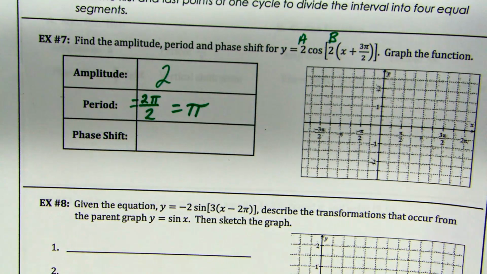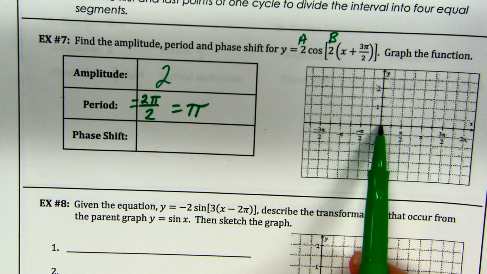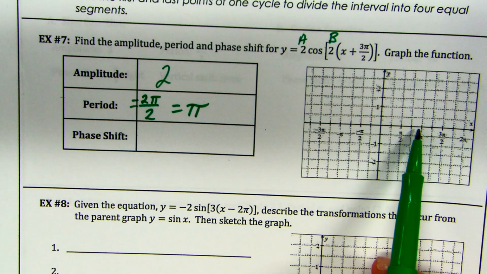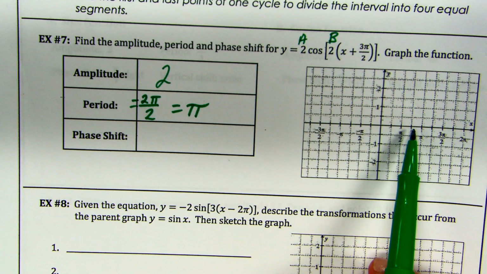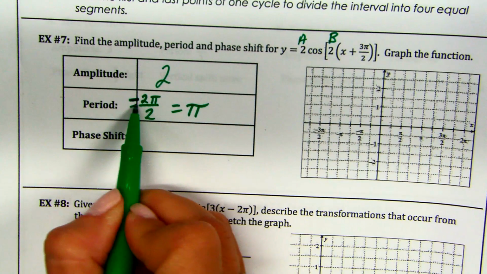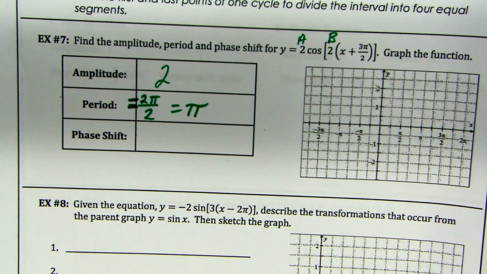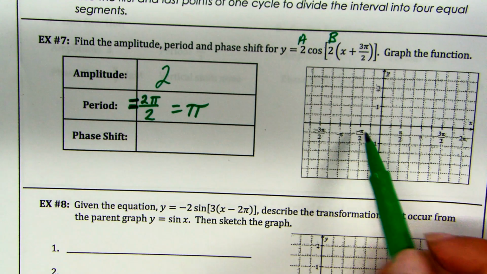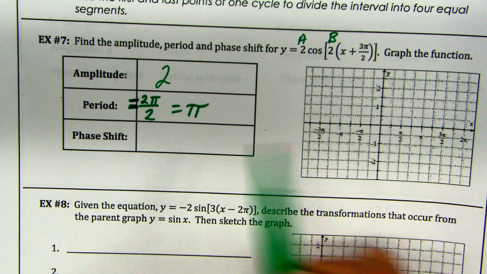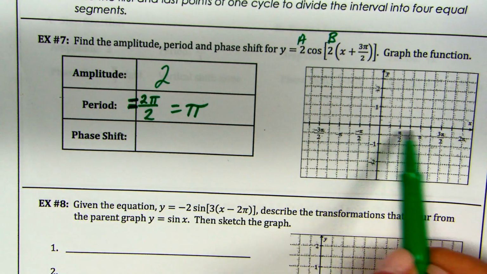Remember what period is. Period is how much of the x-axis we use to make our 5 points. Okay? So if there's no phase shift, it would be from 0 to pi. And that equals, period equals 2 pi over 2. So the amount of the x-axis I'll use to make those 5 points is from 0 to pi.